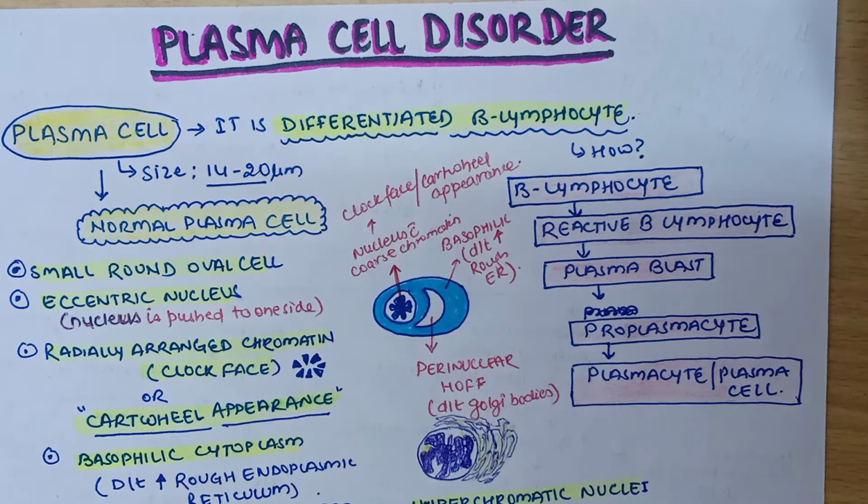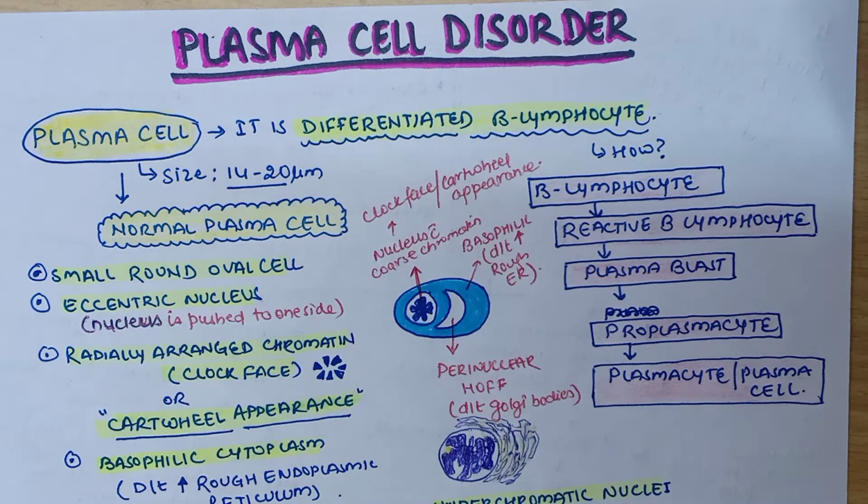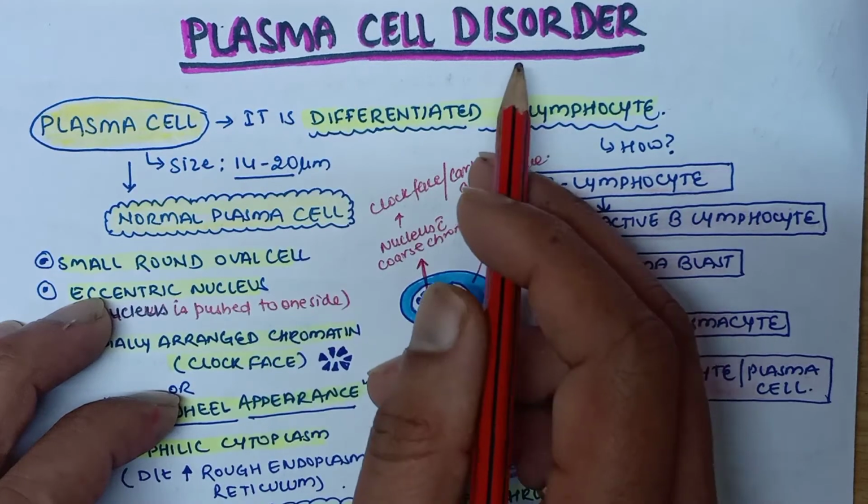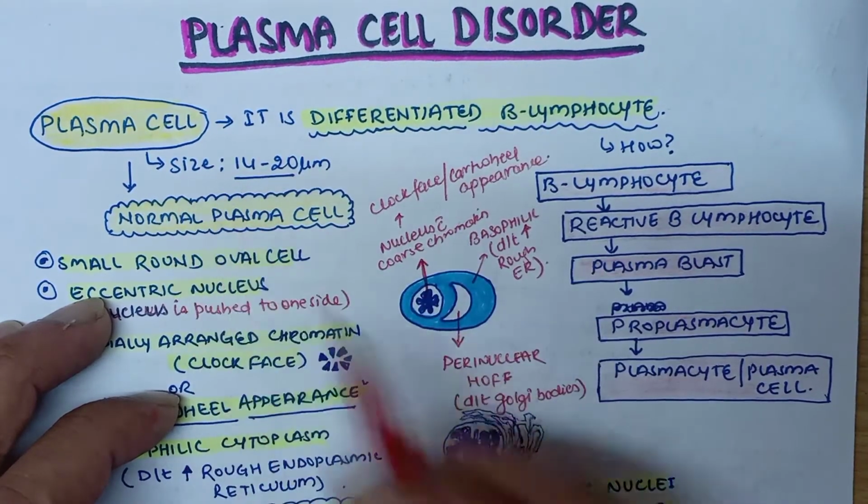I am Dr. Prashant and today we are going to talk about plasma cell disorder. What are the normal plasma cells, abnormal plasma cells, what is multiple myeloma, its etiopathogenesis, the diagnostic criteria for multiple myeloma, prognostic marker of multiple myeloma, and plasma cell leukemia. So let's start. Before going to plasma cell disorder, let's talk about plasma cell.